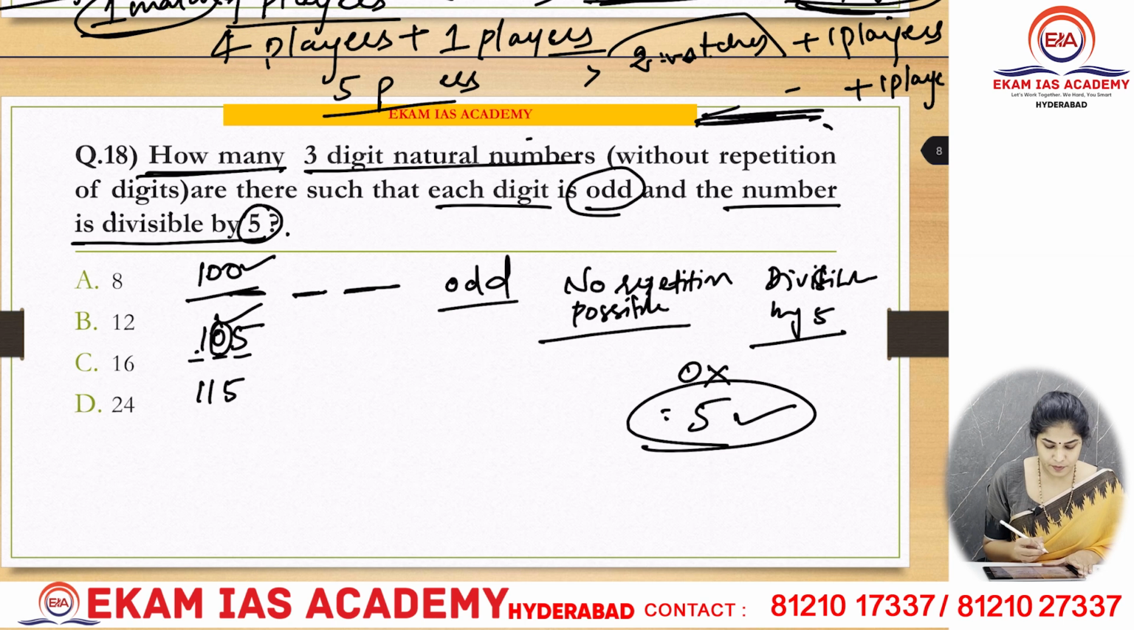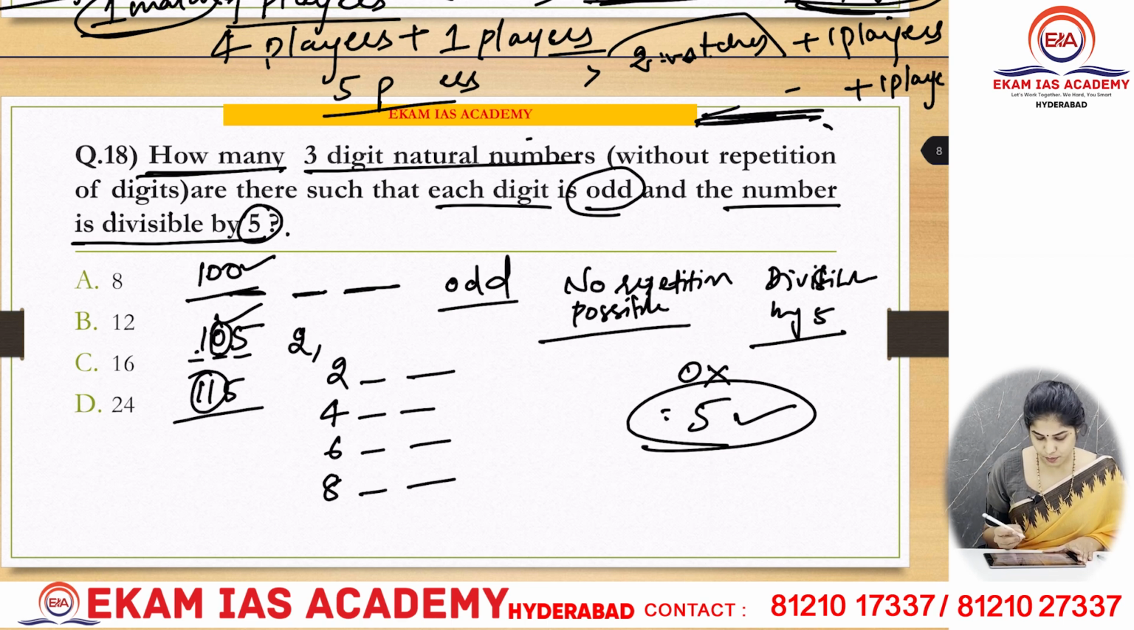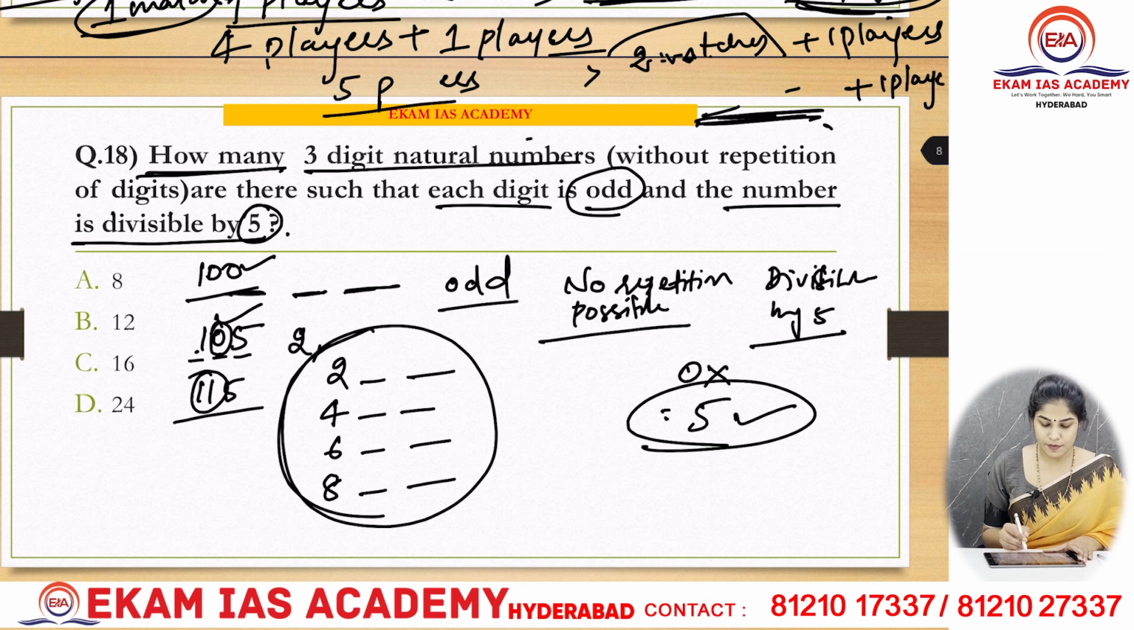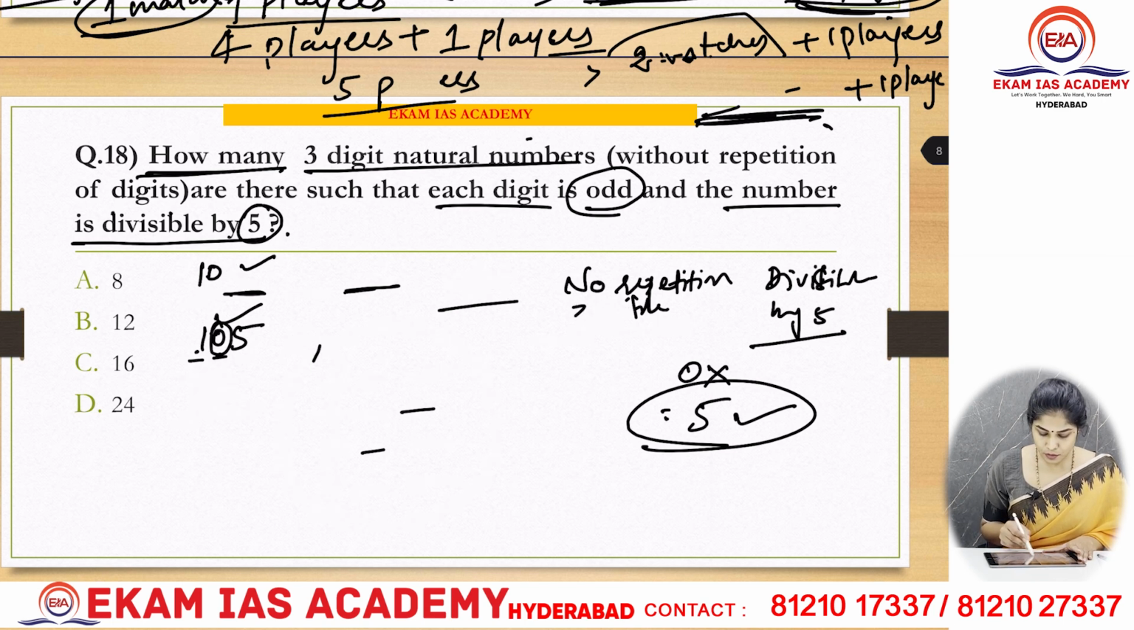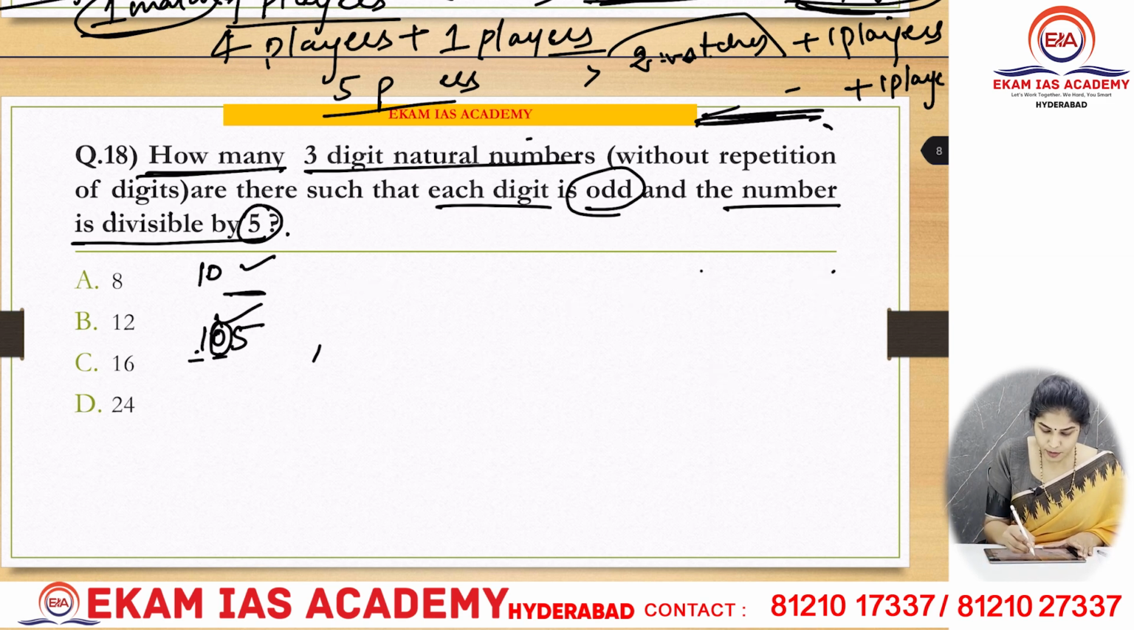So 115, this is also not possible because 11 is repetitive. So in this sequence, 2 is not possible. The number starting with 2 is not possible. The number starting with 4 is not possible. The number starting with 6 is not possible. The number starting with 8 is not possible, right? Because these are even numbers. So let us discuss the numbers possible with odd digits. What are they? 1, 3, 5, 7 and 9, right?